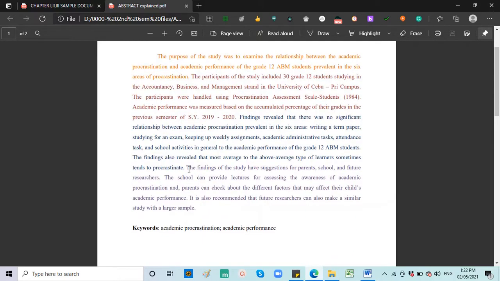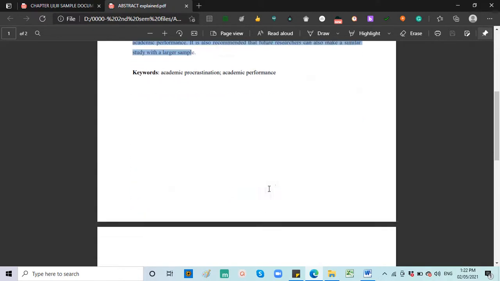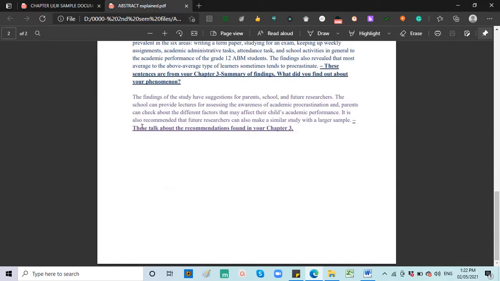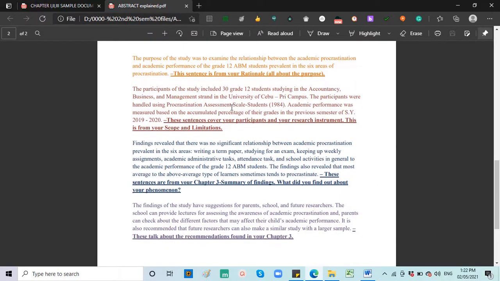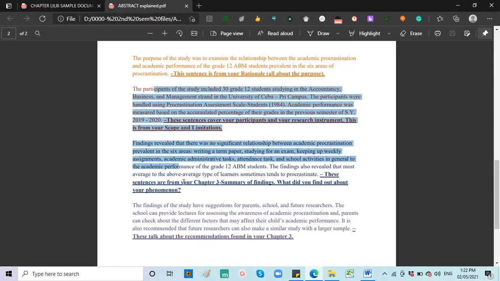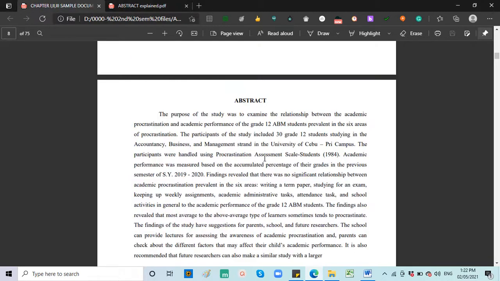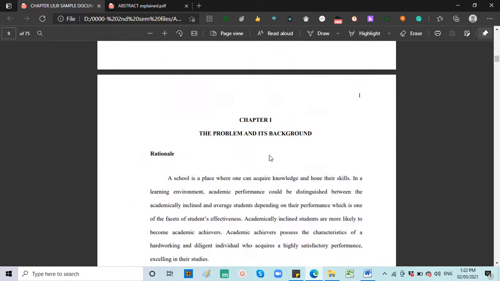The last part, the findings of the study have suggestions for parents, school teachers. These talk about the recommendations found in your chapter 3. So, unsay mga recommendations ninyo based on the findings that you have. So, basically, that's it. That's your abstract. Gikan siya sa mga sentences from your paper. Inyo siyang gikan sa rationale, ibutang din ha. And after the abstract would be chapter 1.